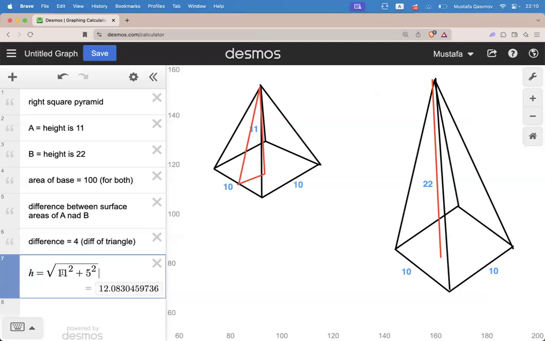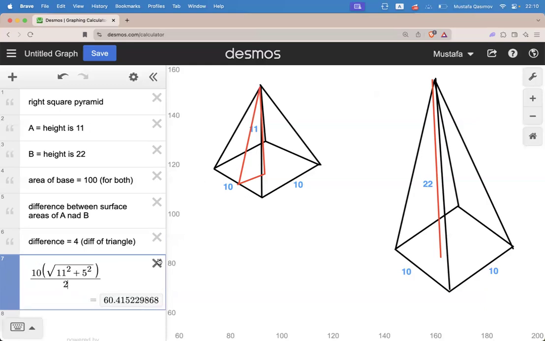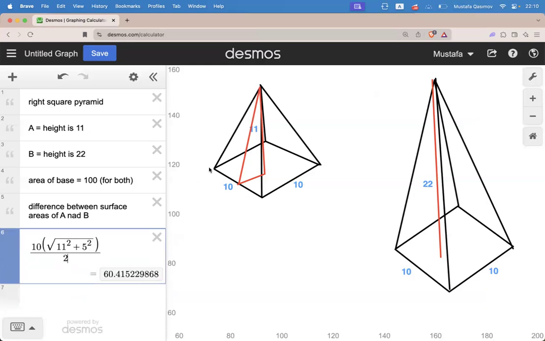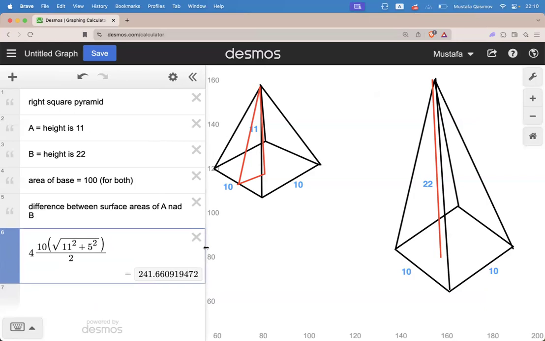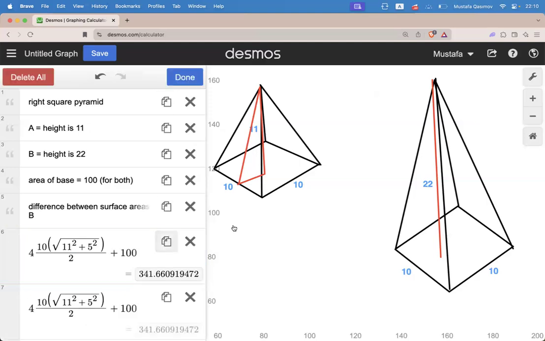Then we have to multiply this value by 10 and divide it by 2. Then we can find the area of this triangle. Then if we multiply it by 4, we will get the lateral surface area. Not very hard. Okay, then we have to do the same thing for the second one.